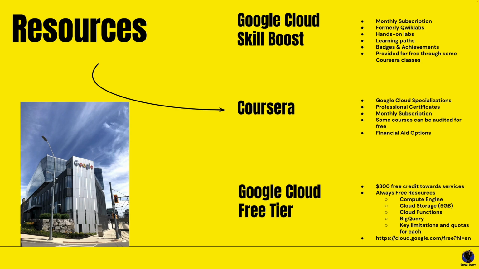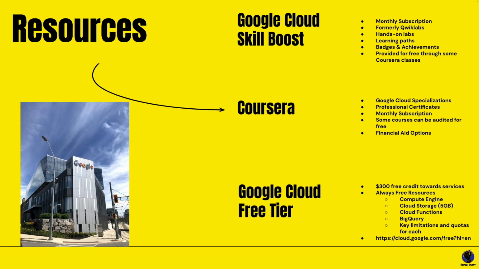Next, you have Coursera. We have Google Cloud Specializations. You can receive professional certificates as long as you're on the monthly subscription. Some courses can be audited for free. However, on the audited courses, you will not receive any grades or certificates for completing them. And they do have financial aid options.